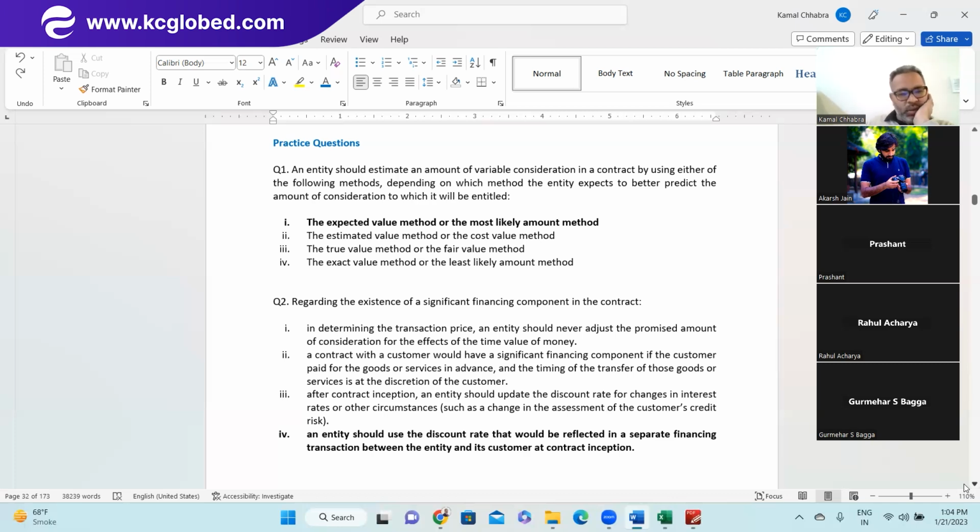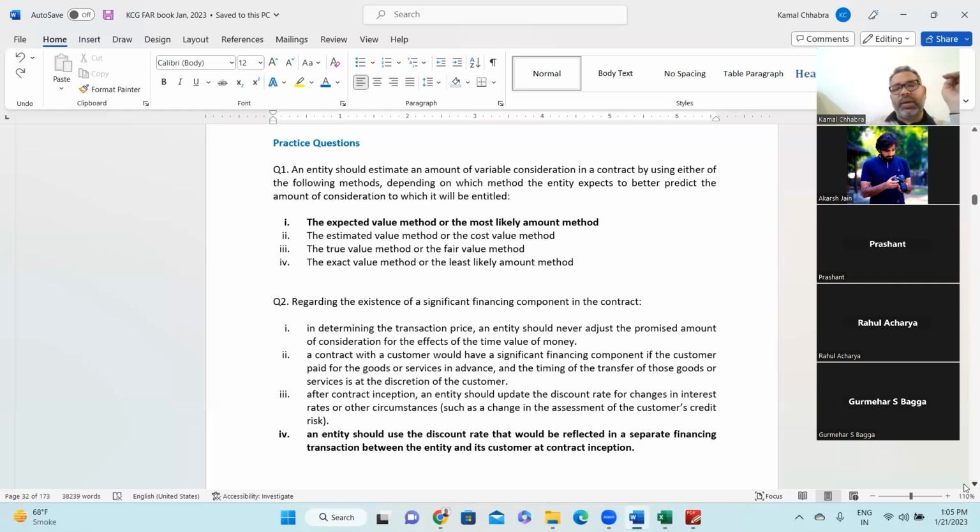not the discount. Last one is, an entity should use a discount rate that would be reflected in a separate financing transaction between the entity and its customer at the contract inception. So what does it mean? An entity should use a discount rate that would reflect in a separate financing transaction between the entity and its customer at the contract inception. So when you are giving any financing option, the discount rate or interest rate needs to be specifically mentioned or communicated in that arrangement. So would it be right or wrong?